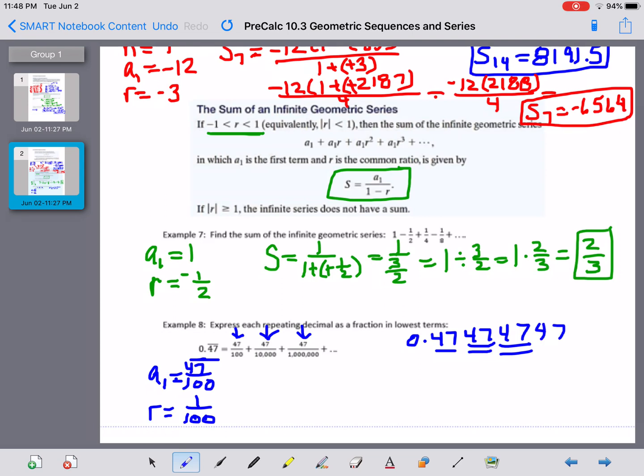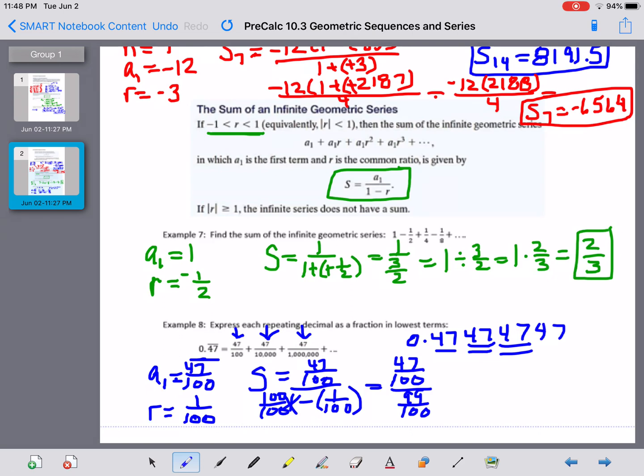We can use the same summation formula that we used just above in example 7. So my summation is going to be my first term on top, 47 over 100, over 1 minus my ratio, I should stop calling it a rate, 1 over 100. So we get 47 over 100 on top, and 1 minus 1 over 100 on the bottom. Well, think of this 1 as 100 over 100. Minus 1 over 100 leaves me 99 over 100.